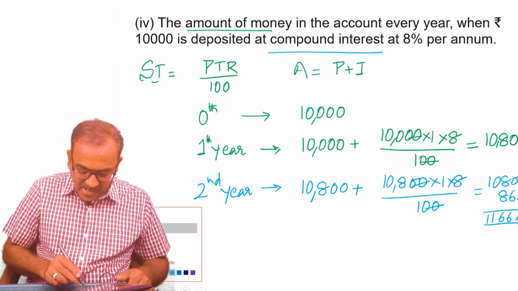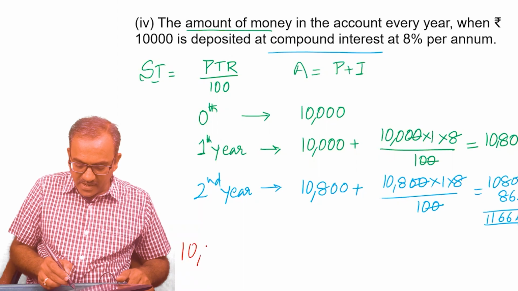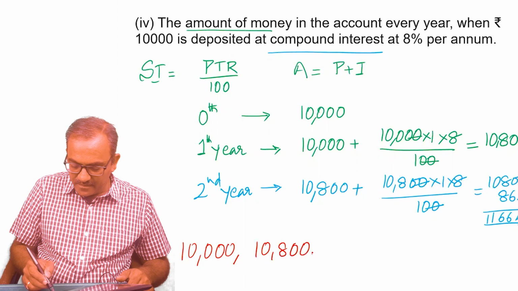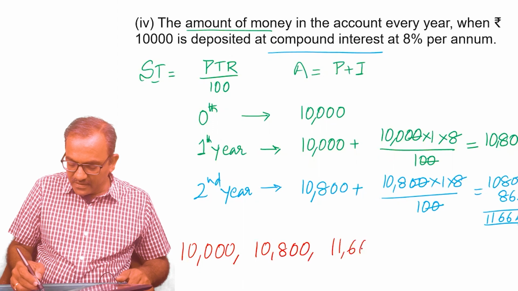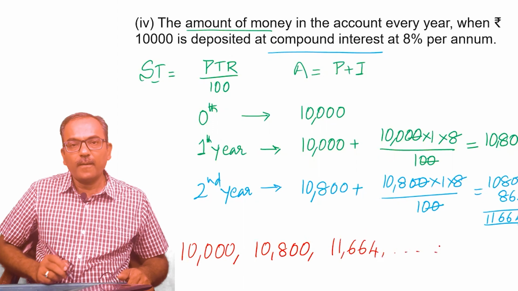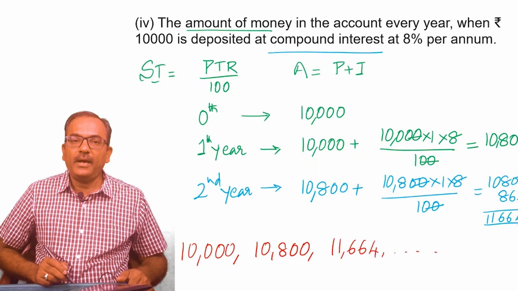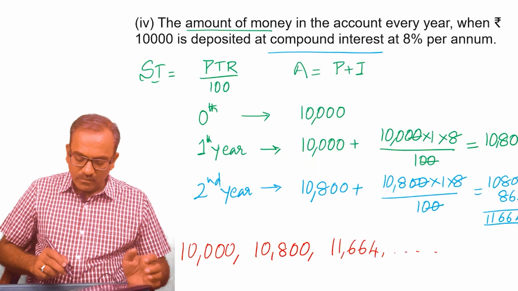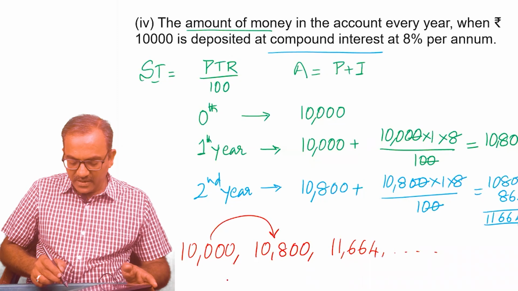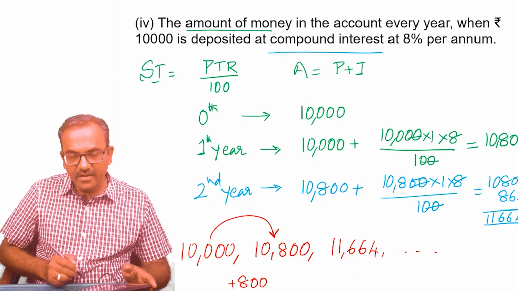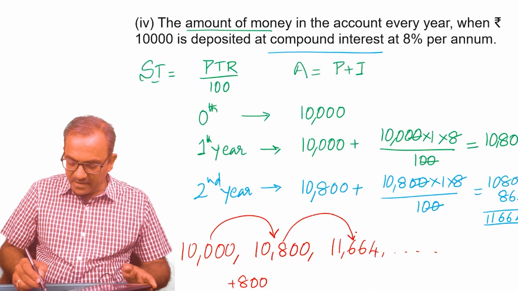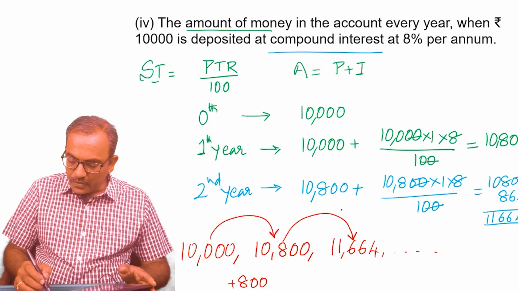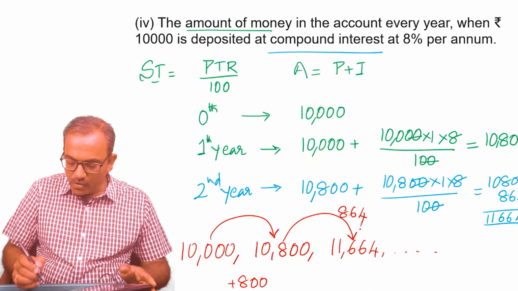Now look at the numbers. What are all the numbers I have in my list? First I have 10,000. Next I have 10,800. Then I have 11,664 and so on. Now let us try to find a pattern. Does this pattern match with the pattern of the AP? Now from 10,000 to 10,800 you have added 800, and from 10,800 to 11,664 you have added 864.